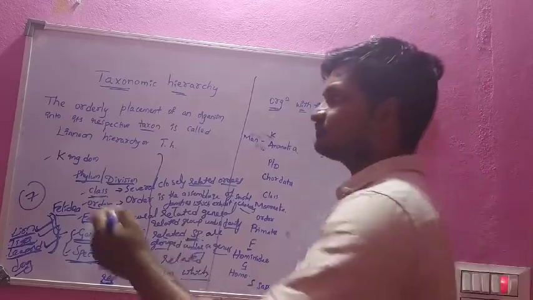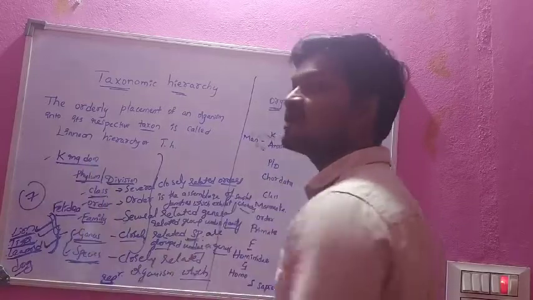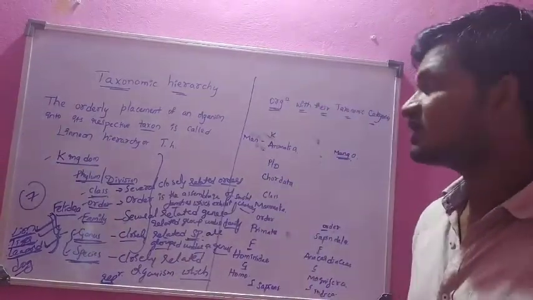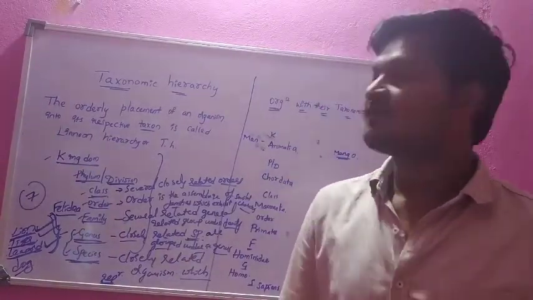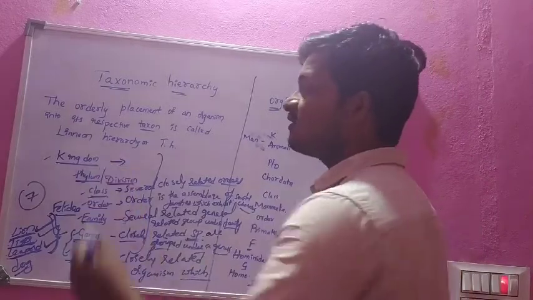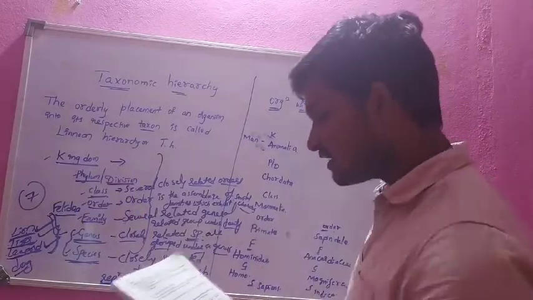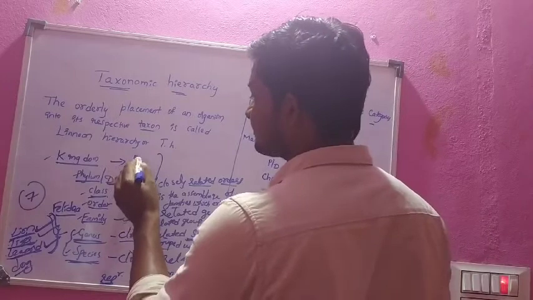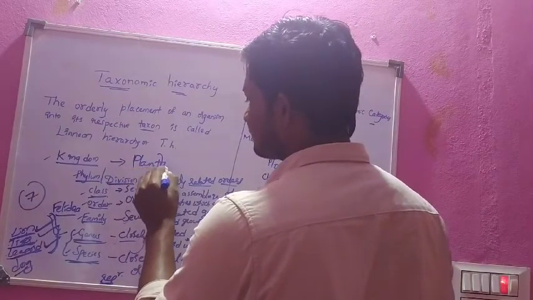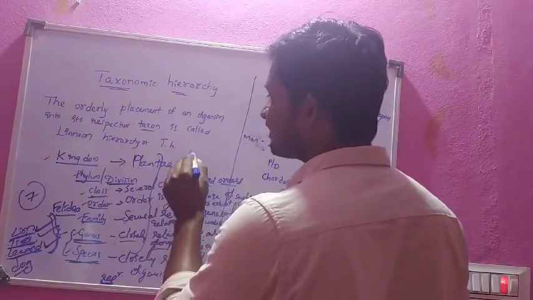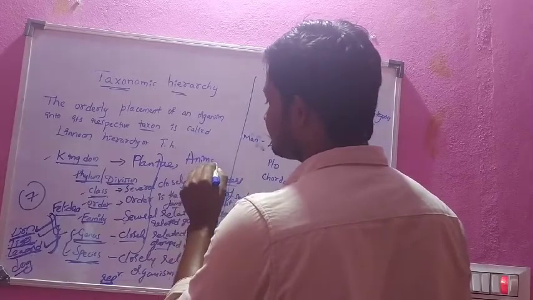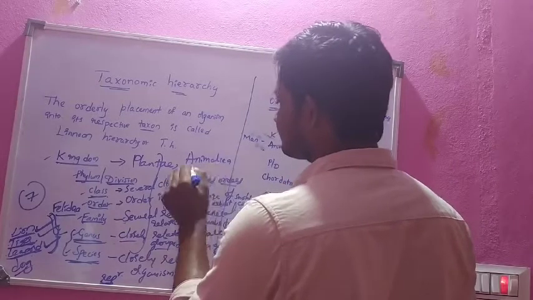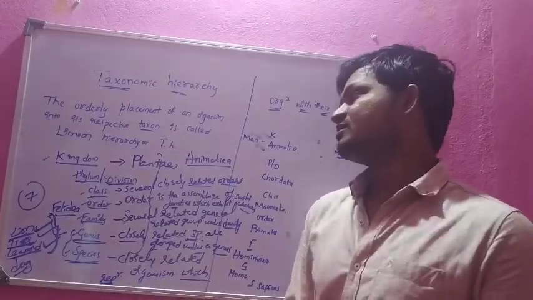Next is kingdom. What is meant by kingdom? Kingdom is the highest category in the classification. For example, plants are included in the kingdom Plantae. Animals are included in the kingdom Animalia. Like this, the categorization will be classified.